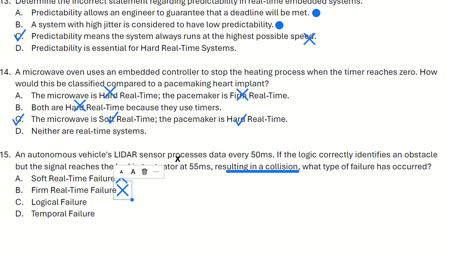So basically the situation shows that the deadline was missed and a catastrophe happened. So that's why this is a hard real-time system. Logical failure, no. It looks like there is no failure, because it somehow detected the obstacle and sent a signal to the actuator. So this one also has no failure. So the logic is okay, but the temporal failure. So that's why the answer is D for this case. Okay. So basically this is the discussion for our quiz.